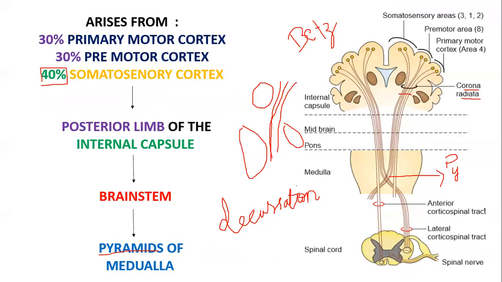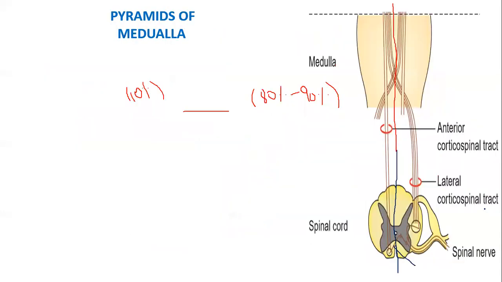Origin: 30% from primary motor cortex, 30% from premotor area, 40% from somatosensory area. From there, it receives fibers from corona radiata and is related to your posterior limb of the internal capsule. From there, it comes to the brainstem. In the brainstem, it crosses the midbrain, then the pons, then it comes to the medulla, where it is involved in pyramidal decussation. After decussation, around 90% of the fibers cross to the opposite side, forming what is called your lateral corticospinal tract, and the remaining 10% of the fibers form what is called the ventral corticospinal tract.